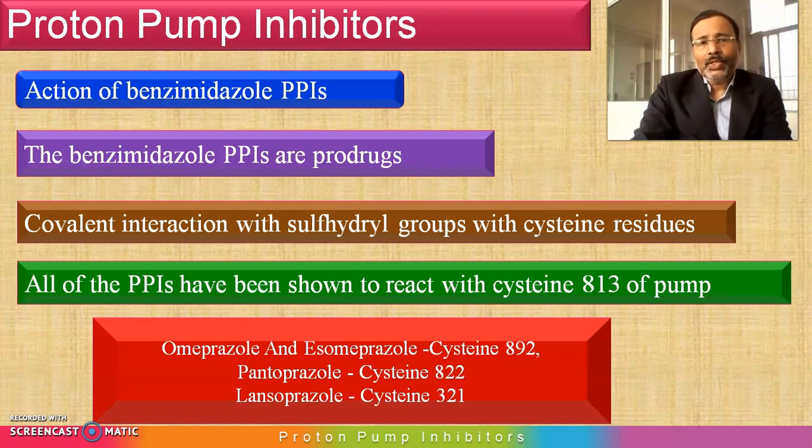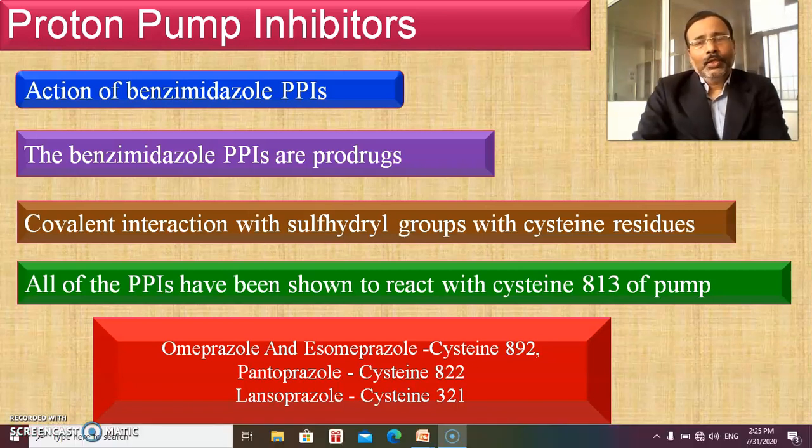For example, omeprazole and esomeprazole will also bind with cysteine 892. Then pantoprazole will bind with cysteine 822. Then lansoprazole will bind to cysteine 321. So these examples bind with cysteine 813, but also bind with the residues mentioned previously. Right, so these are some examples which bind with the cysteine residue.